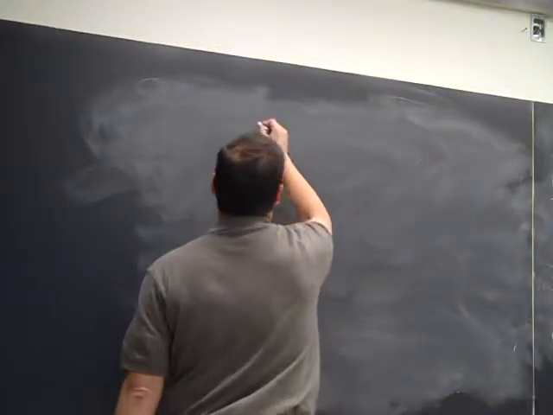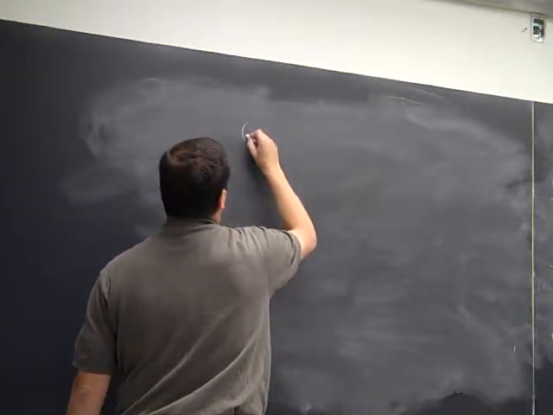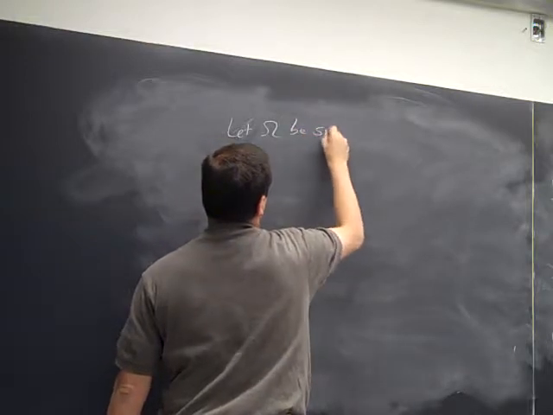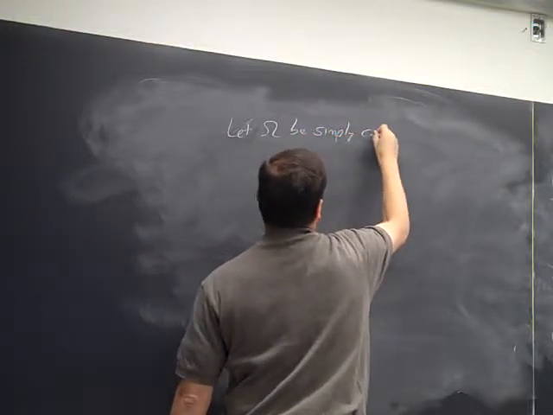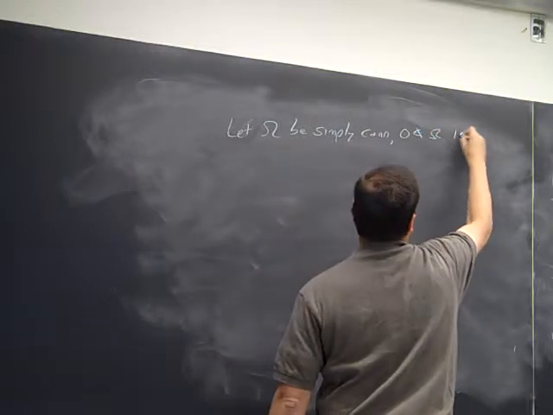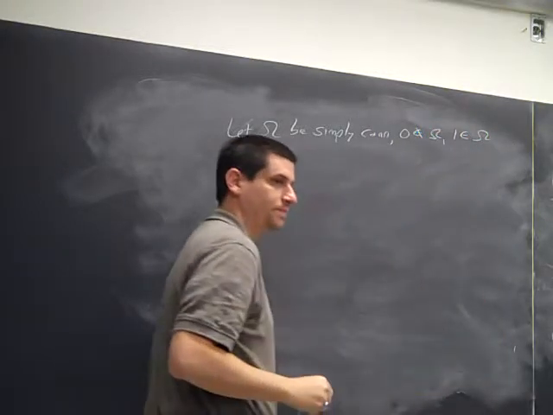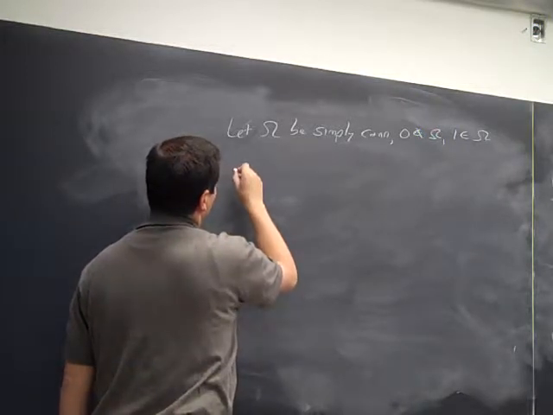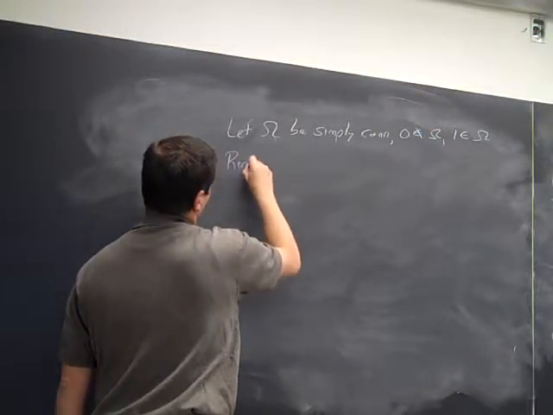Alright, so let omega be simply connected. 0 is not in omega, 1 is in omega. Okay? We move on.